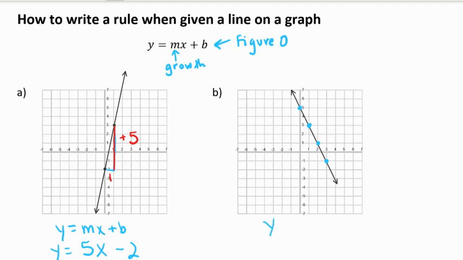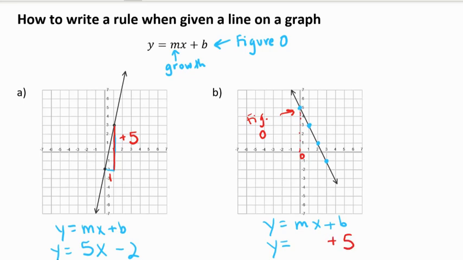Okay, so again, I have y equals mx plus b. And again, I'm just going to identify the growth and figure 0. All right, so looking at the graph, right here is my figure 0, because that's where it crosses the y-axis. And again, in figure 0, I can go up and see that there's 5 tiles. So that's my b out here.